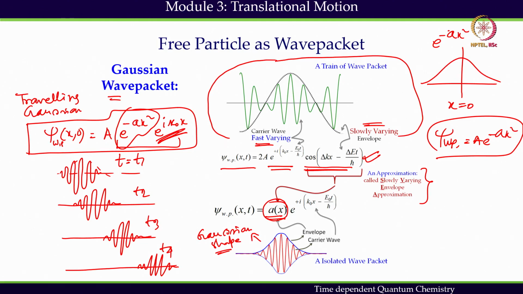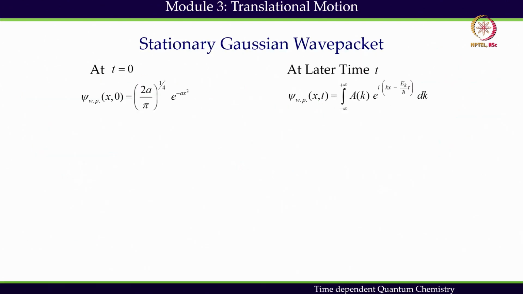We will now move forward in the next session. We will continue this and try to find out, if I start with an initial Gaussian and it is freely propagating, freely moving, what will happen to the shape of that Gaussian, whether it is broadening or compressed. We will find out in the next session.